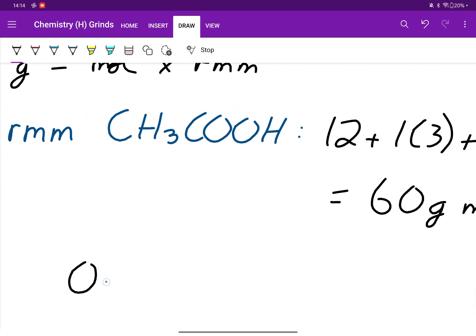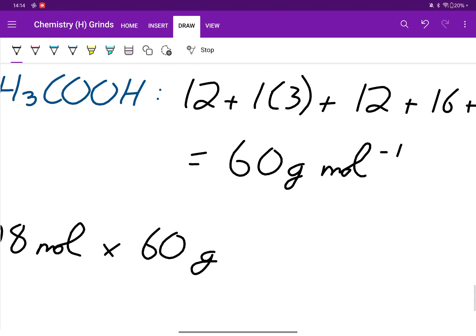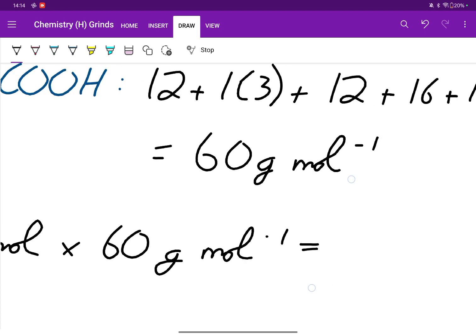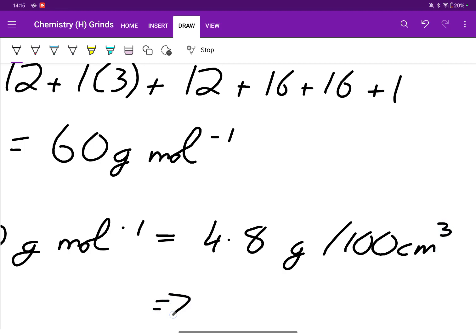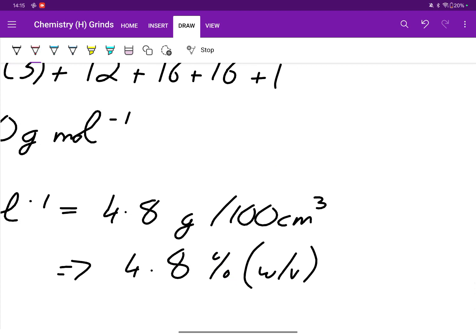So then 0.08 moles times 60 grams per mole is 4.8 grams per 100 centimeters cubed, and therefore 4.8% weight per volume. And that is that question done.